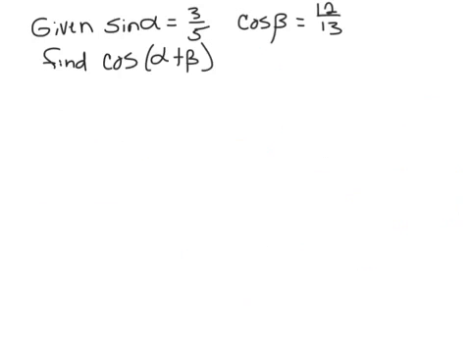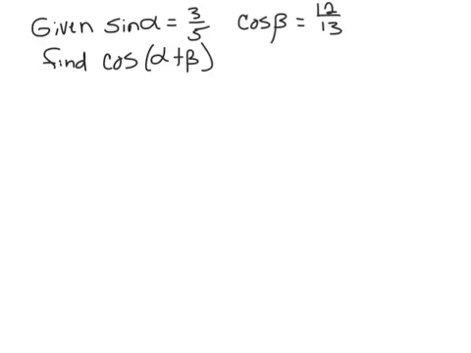All right, this is the other type of problem that you're going to see where we don't deal with the angles or reference angles. We only deal with the ratios. So given sine of alpha is 3 over 5 and cosine of beta is 12 over 13, so they're both positive, which should dictate which quadrant this is in, because sine and cosine are both positive only in the first quadrant. So we're going to deal with the first quadrant values here. I want to find the cosine of alpha plus beta.